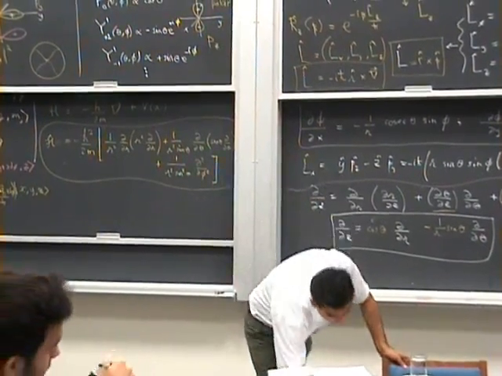I can also write L as minus iota h bar r crossed with the del operator, because this is what the momentum operator really is. So I have three components of the orbital angular momentum operator that are given by the three components of this vector product. Now let's move on.